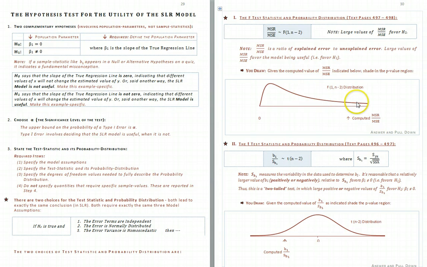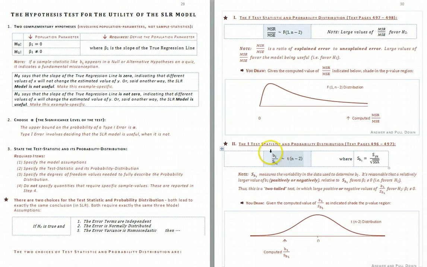This is a graph of an F(1, n minus 2) probability distribution. We'll assume that the computed value of MSR over MSE is here. Think about what we just said and shade in the p-value region on this graph.